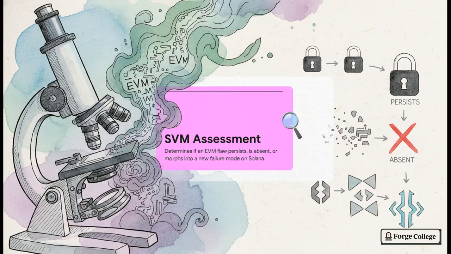Let's zoom in on Step 3 for just a second, the SVM assessment. This is crucial because it's the pivot point of our entire framework. This is where we essentially put the EVM illness under an SVM microscope. We are assessing one of 3 things. Does the vulnerability persist, meaning it's exactly the same? Is it absent, meaning it's just literally impossible under Solana's architecture? Or does it morph, meaning the underlying logic flaw mutates into a brand new failure mode?